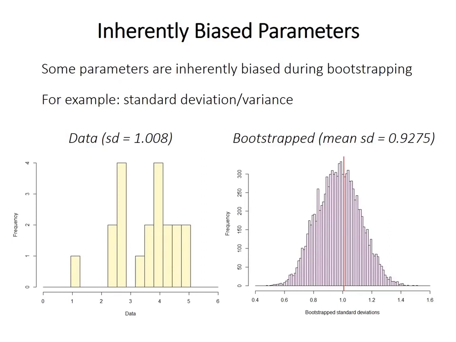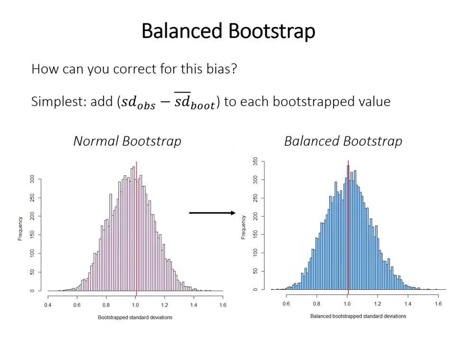These are the sampling distributions of just regular bootstrap standard deviations, and that distribution, the histogram, is shifted a little bit to the left of the expected value, or the value from our original data. And so because it's shifted a little bit to the left, the confidence interval will be shifted and offset a little bit as well. There are a variety of ways to correct for this, but we'll just cover one fairly straightforward and simple one, and that's called the balanced bootstrap.